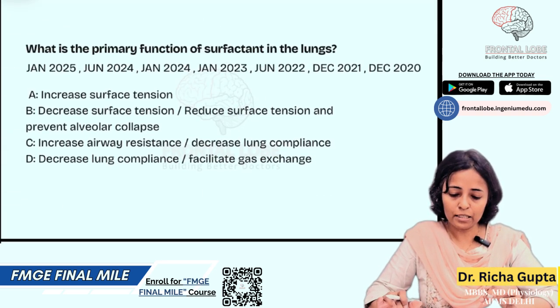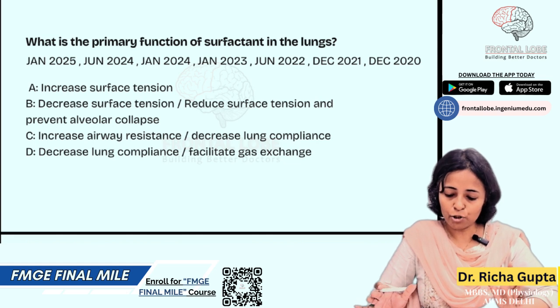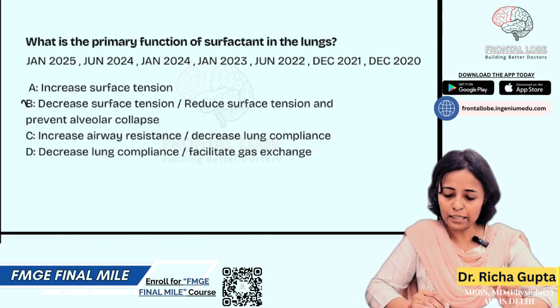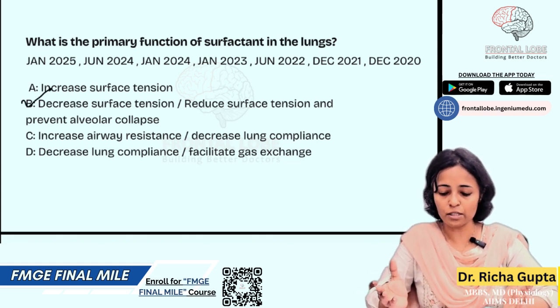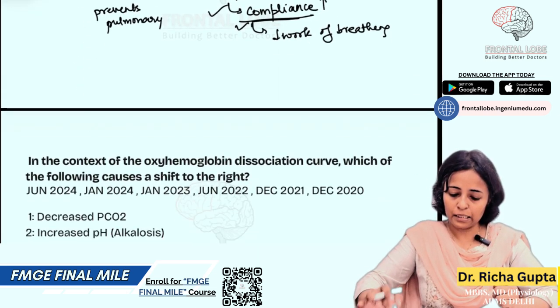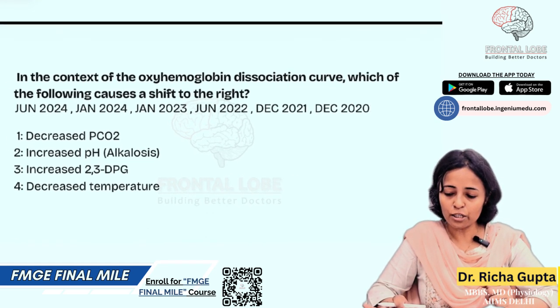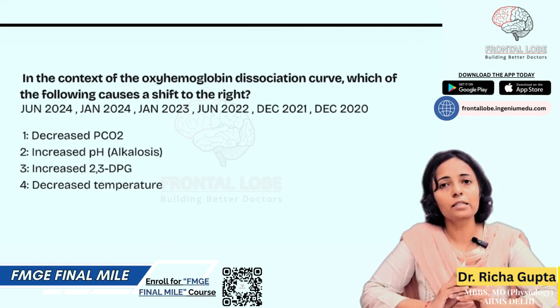So let us see this question. What is the primary function? The primary function is to reduce surface tension and prevent alveolar collapse. Right? Then the next question is about the oxyhemoglobin dissociation curve. What does it say?